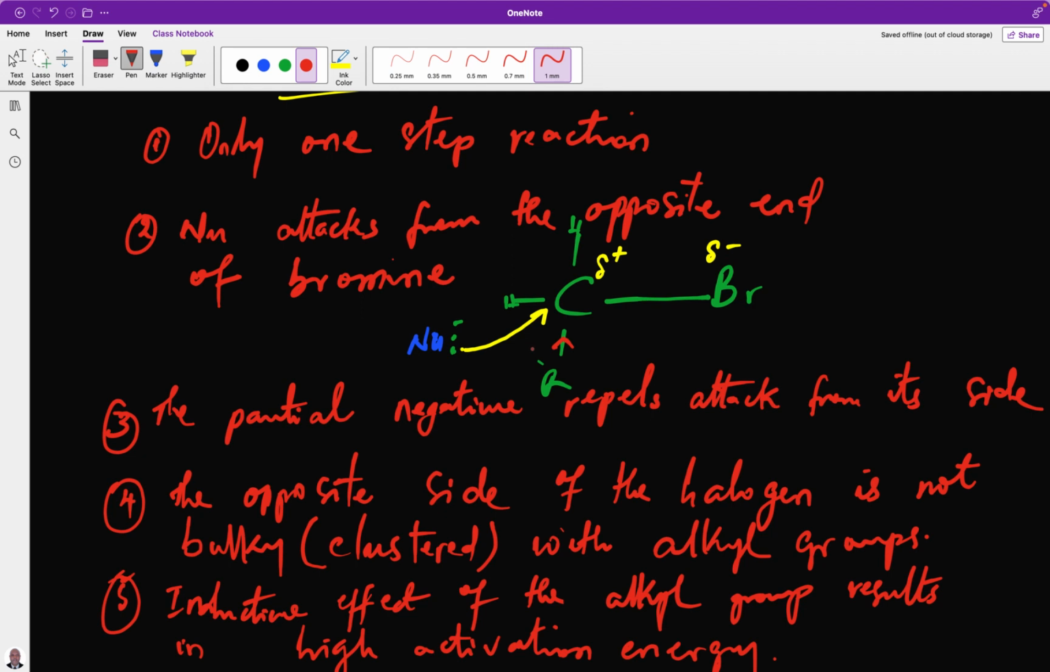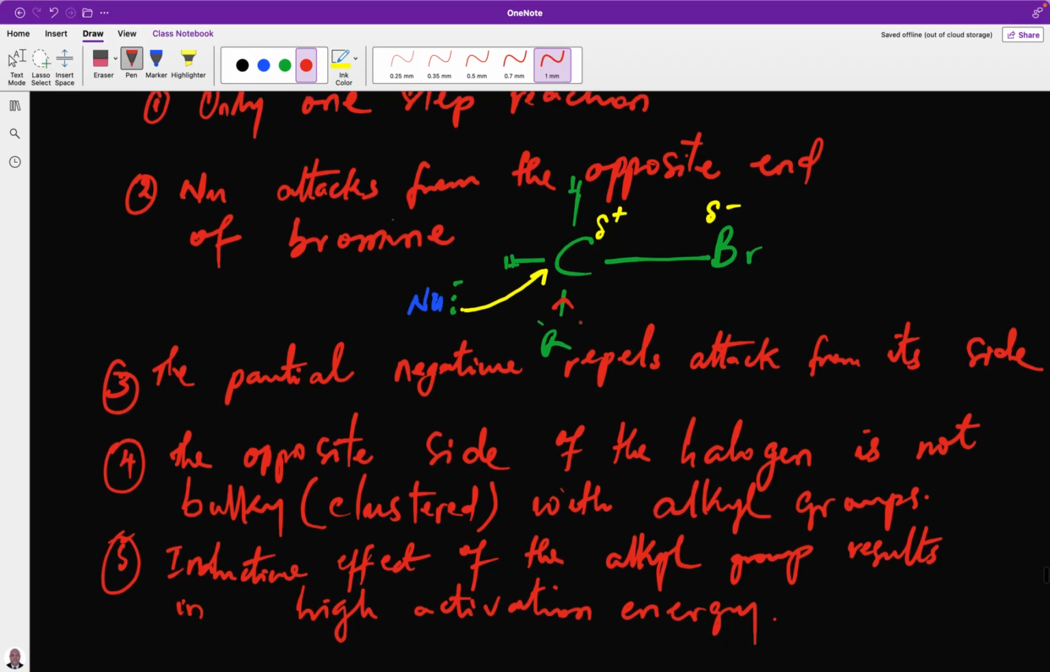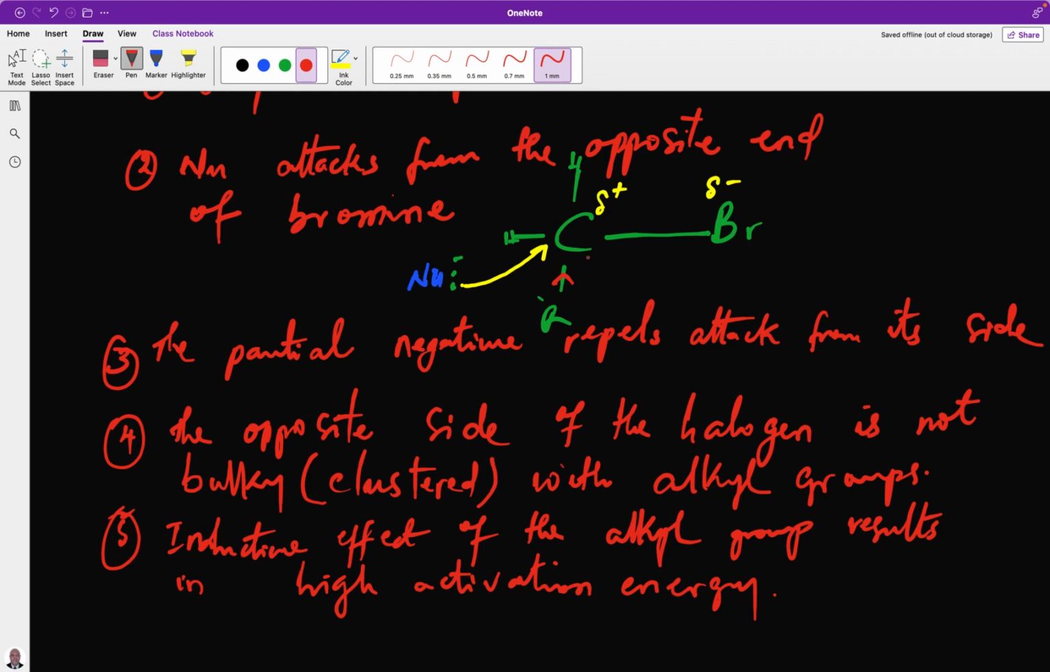Then I said that because of the inductive effect of the alkyl group, there's only one alkyl group there, so little of the electrons are being donated. There's still high charge density on the carbon. There's no reduction in the charge density because only one alkyl group is involved. For that reason, the molecule is relatively unstable. And if it is relatively unstable, it results in high activation energy of the reaction.